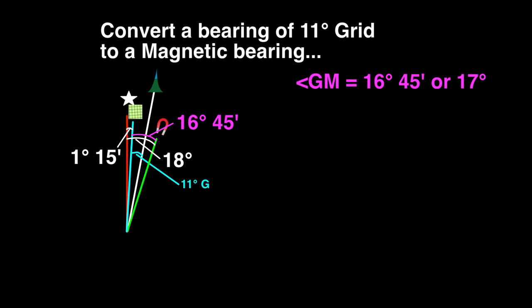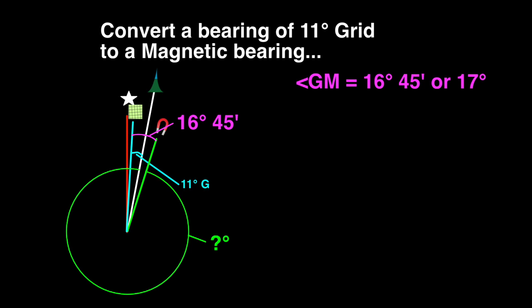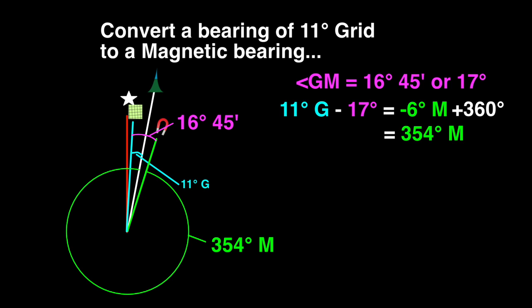Draw the 11-degree grid bearing onto the diagram. The answer we are seeking is the angle from magnetic north to the target. Remember, the angle needs to go clockwise from magnetic north to the target bearing. In this case, the magnetic bearing we are seeking is smaller than the grid bearing we were given, so we subtract 17 degrees from the 11-degree grid value. This gives us a result of minus 6 degrees. Bearings need to be given in terms of a 0 to 360 degree circle, so add 360 degrees to the minus 6 degrees to get the answer of 354 degrees magnetic.